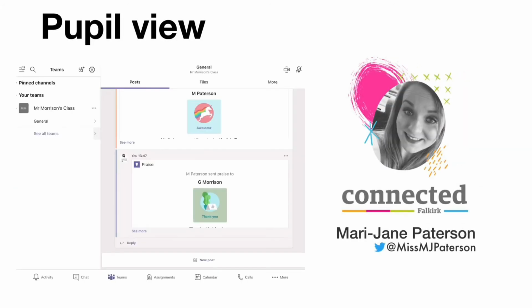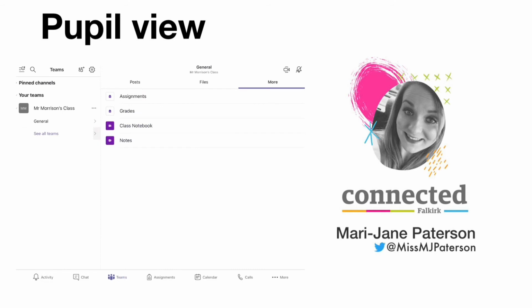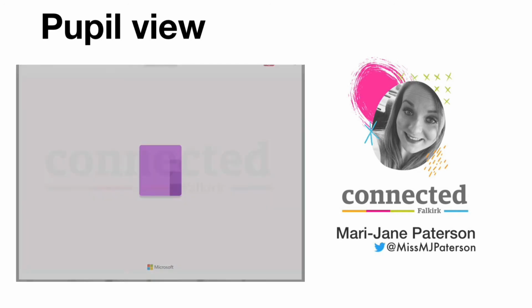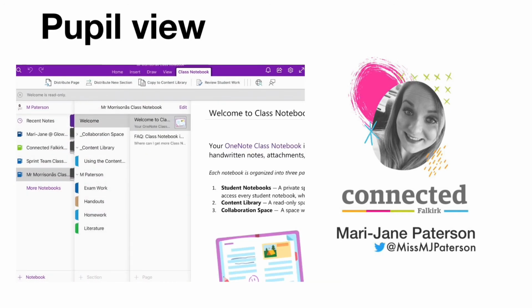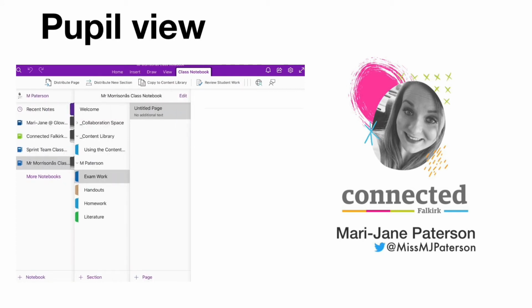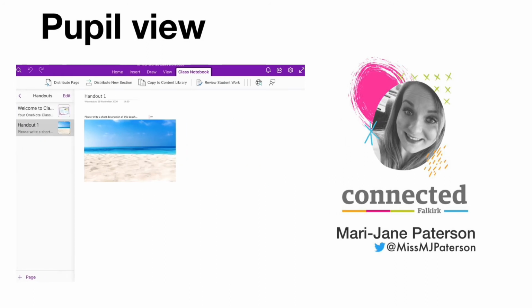In Teams, pupils can access Class Notebook by tapping on the More tab and then tapping on Class Notebook. This will open in the OneNote app, and you can see here that I've been added to Mr. Morrison's Class Notebook, and I have various tabs: exam work, handouts, homework, literature. These can be set by the teacher, and pupils can then use the tabs to add their work.